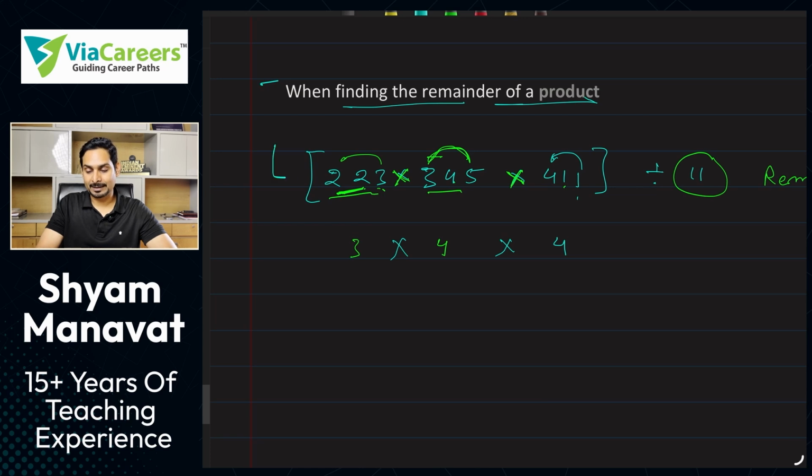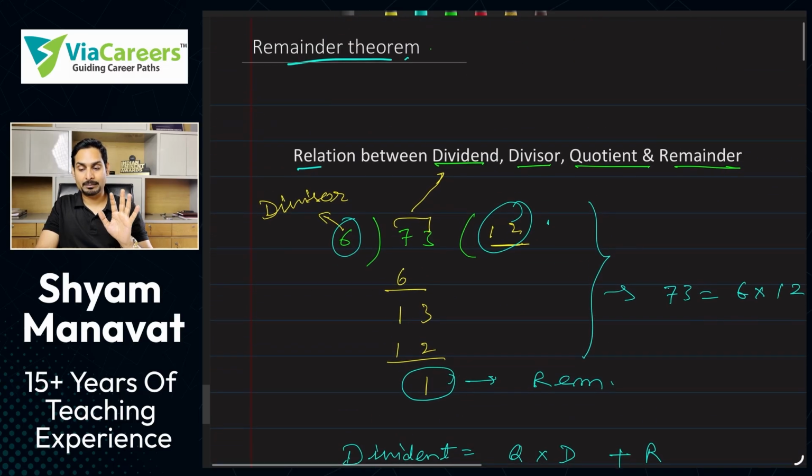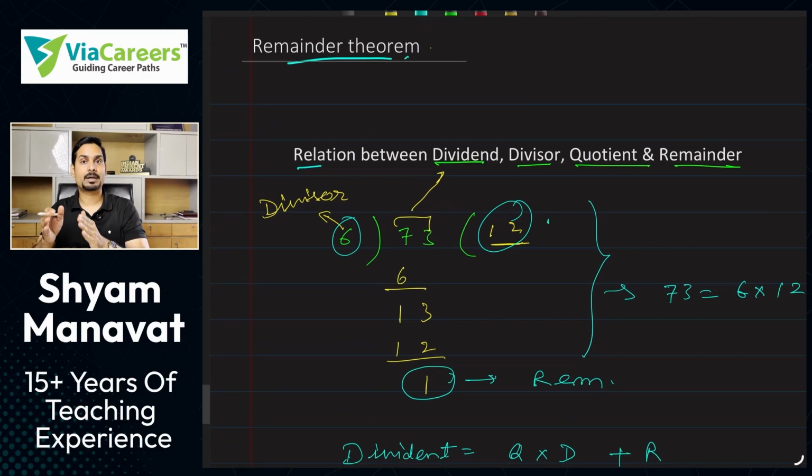That if I multiply all these numbers and get a result, and then divide that result by 11, I will get the same remainder which I would get by using only remainders. Okay, let me remind you, we are talking about a remainder theorem, so we will focus only on the remainder. We don't care what the quotient is.